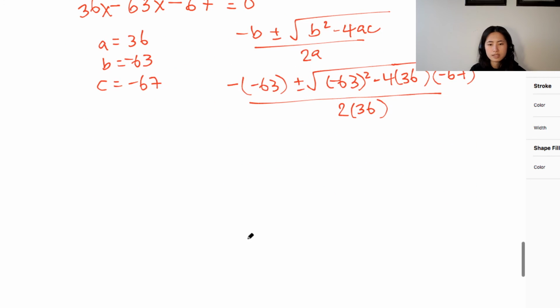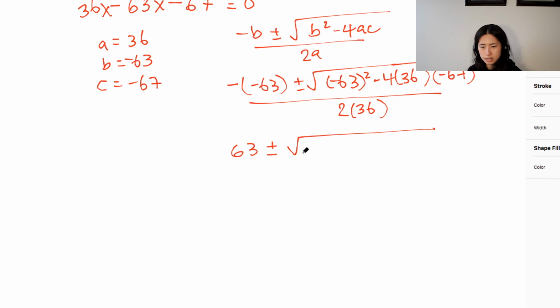So when you simplify, the 63 is now positive 63 plus or minus. Here's the thing: when you plug the square root of negative 63 squared minus 4 times 36 times negative 67 into your calculator, you're going to get a decimal number. You don't really want that because you're in grade 12 now, in calculus. You want to make sure that your final answer is expressed in a radical. That means you have to do this manually.